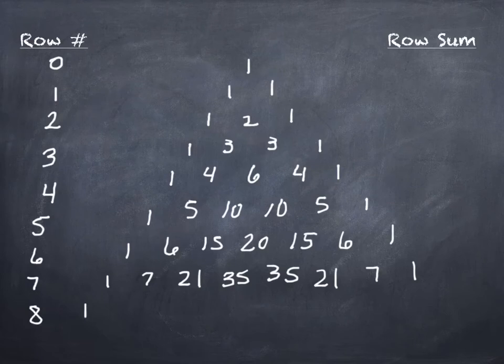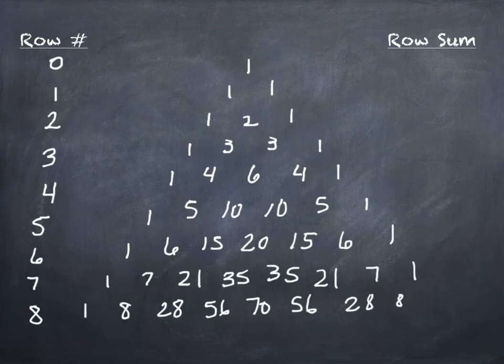1, 8, 28, 56, 70, 56, 28, 8, 1. All right, so you can see why this is called an unending array, right?